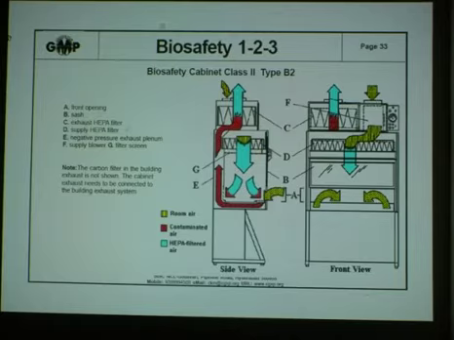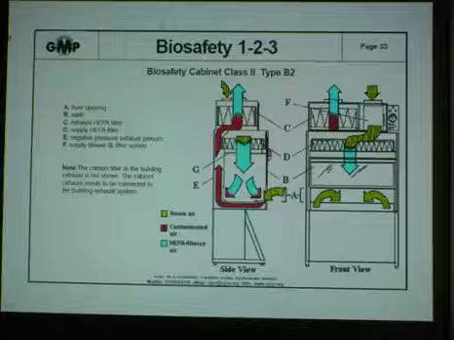The picture that you see is a tabletop unit with one supply HEPA filter and an exhaust HEPA filter. As in the case of type B1, the exhaust has to be hard ducted and with a dedicated exhaust motor blower assembly exhausted into the outside environment. Now, in the case of Class 2 A1, the entry velocity is 75 feet per minute. That is with the sash in the open position.